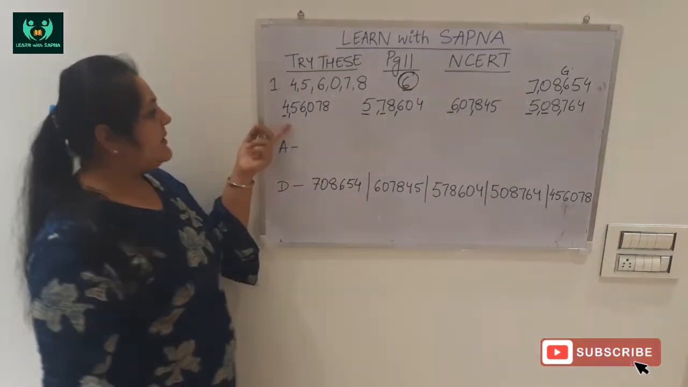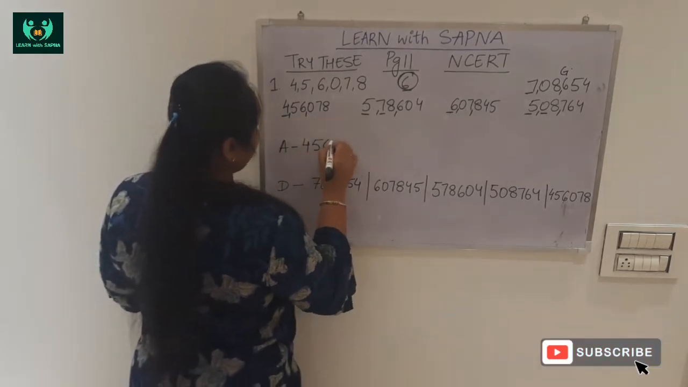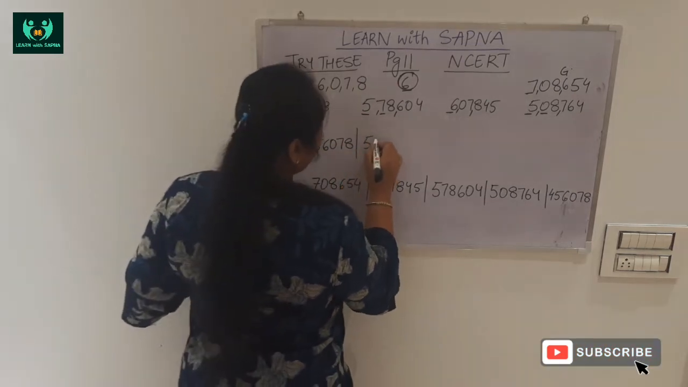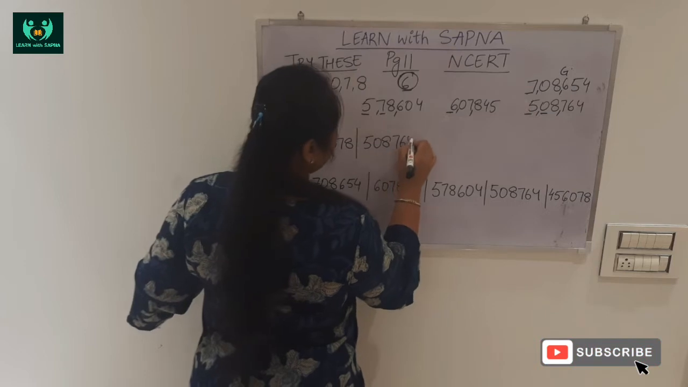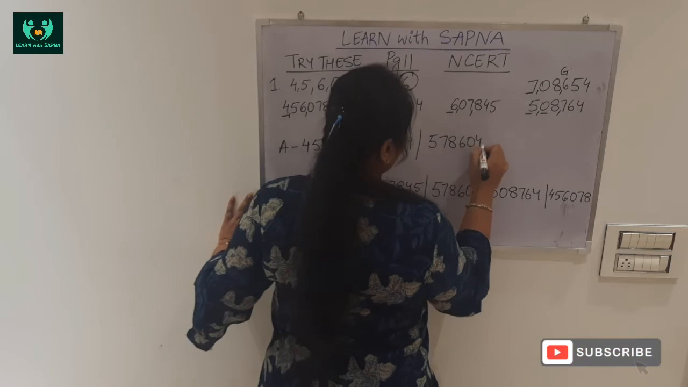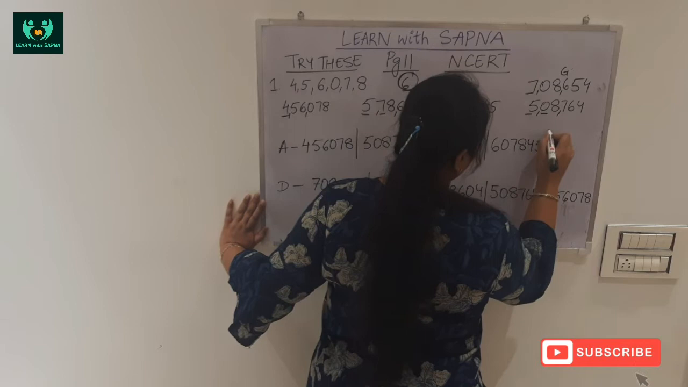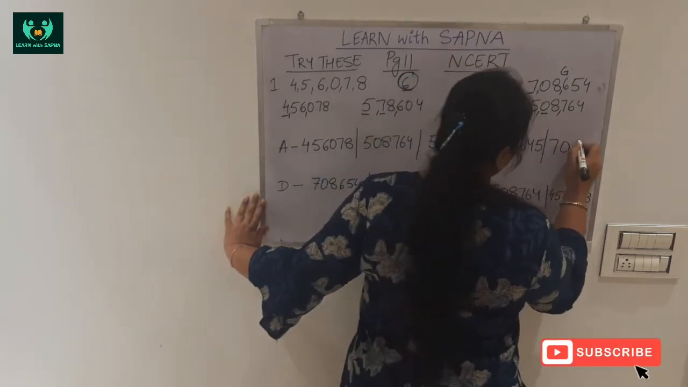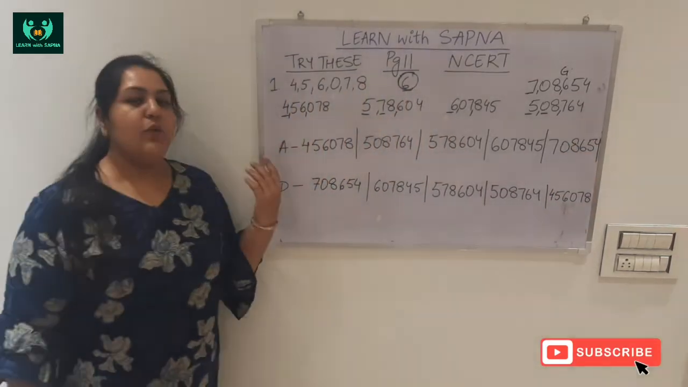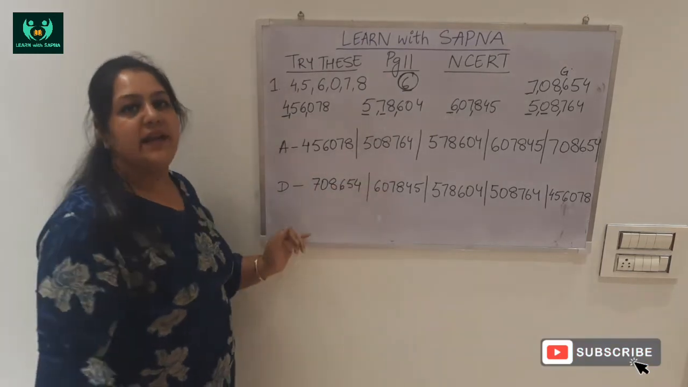इसी को रिवर्स में लिख लेंगे. This is our smallest number जो 4 लाख से स्टार्ट हो रहा है. So 4,56,078. Then उससे बड़ा 5,08,764. फिर उससे बड़ा 5,78,604. फिर उससे बड़ा 6,07,845 and then the highest number 7,08,654. So this is how we read numbers, put the commas, arrange them in ascending and descending order.